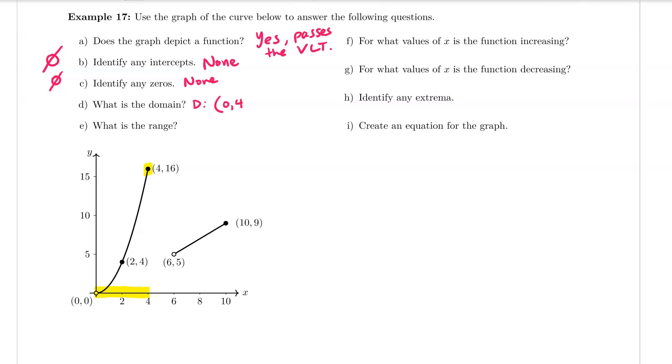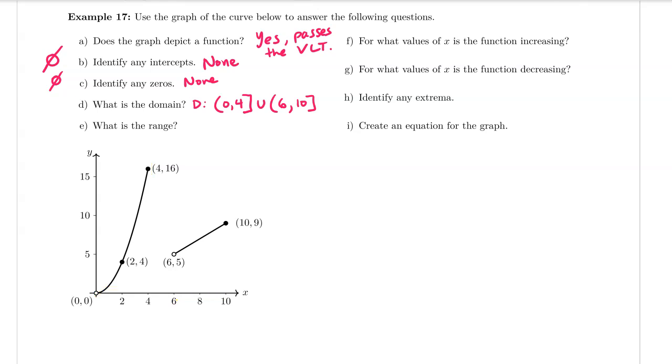So it's going to be 0 to 4 with a bracket on 4, union, then my next x value that's being utilized is here at 6, and it goes from 6 to, and then stops at 10. Now there's an open circle when x equals 6, so I'm going to put a parenthesis on 6 and then a bracket on 10, and that's my domain.